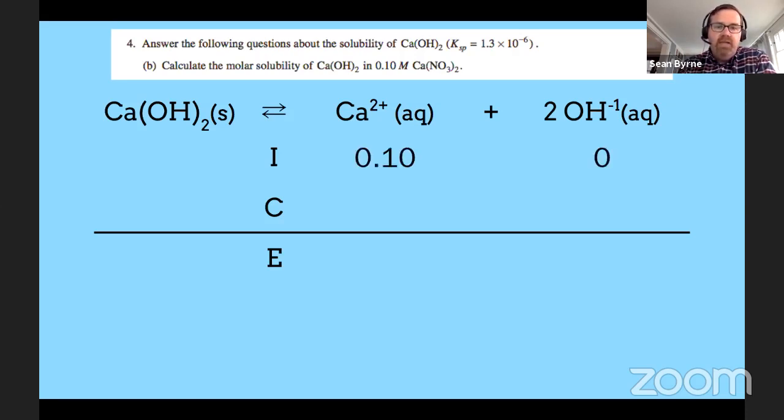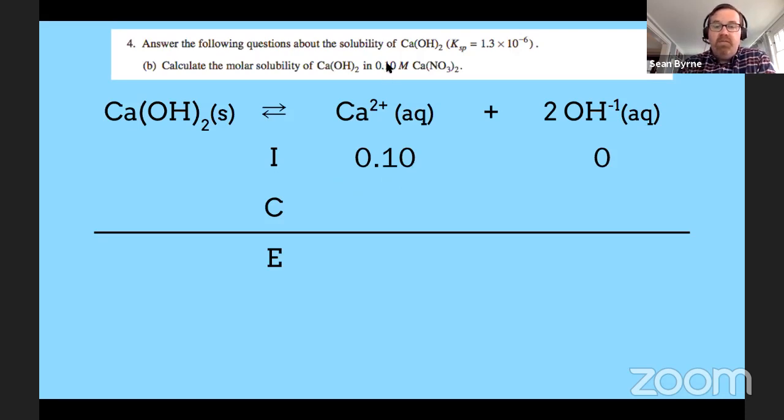What's interesting about problem B here is that we're also dealing with a common ion. So we're going to look at calcium nitrate here and see that nitrate is just going to be a spectator ion. It doesn't really do anything for us, but the solution already has some calcium ions in it. Because the calcium to calcium nitrate ratio is 1:1, we can assume that the concentration of calcium in our solution before we even add any calcium hydroxide is 0.10.